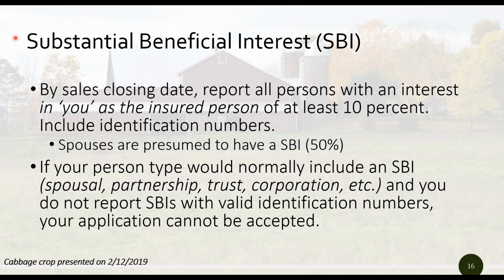Let's talk about an example of an SBI. Let's say there are two partnerships. Each has a 50% interest in the insured. Each partnership consists of two individuals, each with a 50% share of that applicable partnership. Each individual is considered to possess a 25% interest in the applicant or the insured. Therefore, both the partnership and the individuals would have a substantial beneficial interest in the insured. The spouses of the individuals would not be considered to have an SBI unless the spouse was one of the individuals that comprised the partnership.